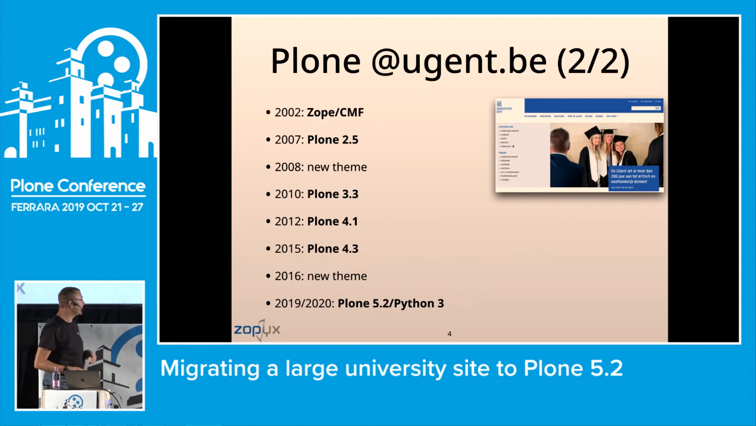So a bit about the history of the UGent site. They started, I was told, in 2002 with something like a plain CMF site. Then they went to Plone 2.5 in 2007. Then all the steps to Plone 3.3, Plone 4.1, Plone 4.3 in 2015. Then there was a new theme added 2 years ago. And now they are on the move to Plone 5.2 and Python 3.